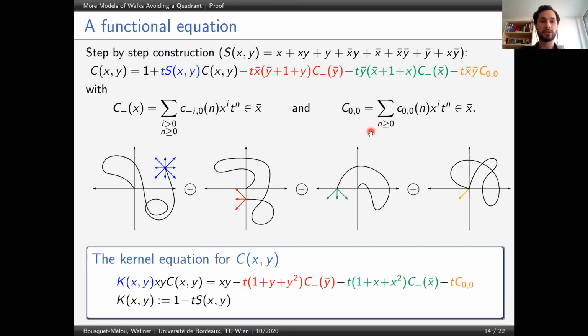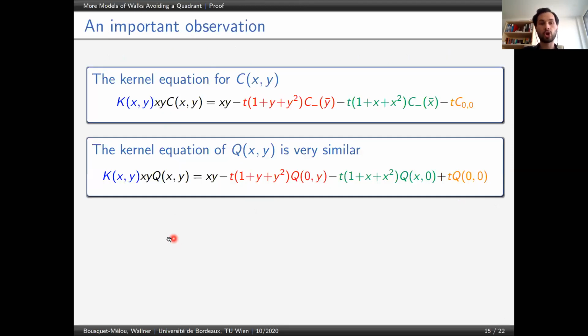So this gives the first important observation that we have the following kernel equation for the generating function of walks avoiding a quadrant, whereby in blue, K denotes the so-called kernel, which is nothing else than 1 minus t S of x, y. Now the first important observation here is that this kernel equation looks very, very similar to the kernel equation for quadrant walks for the king. So here you see the kernel equation for the quadrant walks. And in color, I map corresponding constructions.